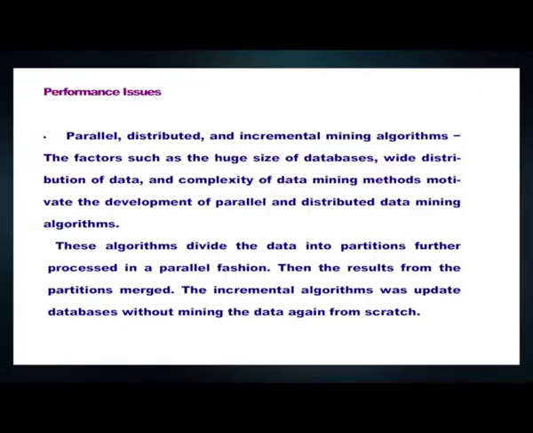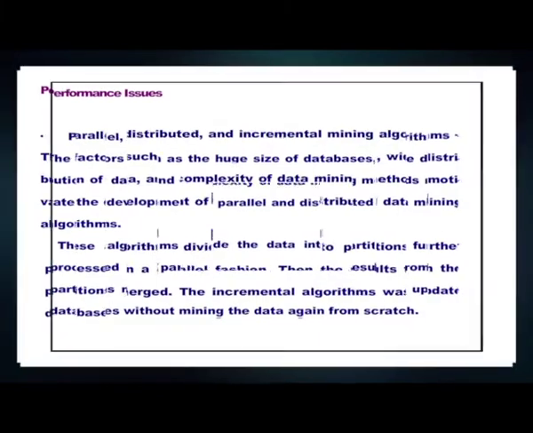These algorithms play a very vital role in data mining. The factors such as the huge size of databases, wide distribution of data and complexity of data mining methods motivate the development of parallel and distributed data mining algorithms. These algorithms divide the data into partitions which are further processed in a parallel fashion. Then the results from the partitions are merged. The incremental algorithms update databases without mining the data again from scratch.